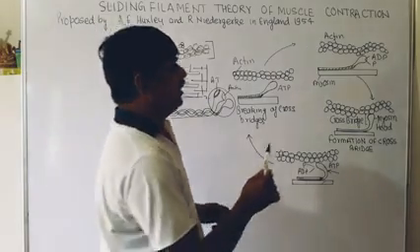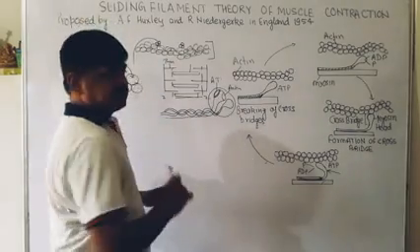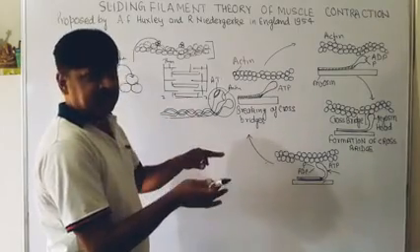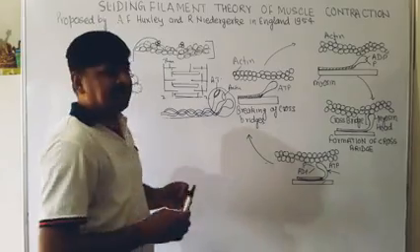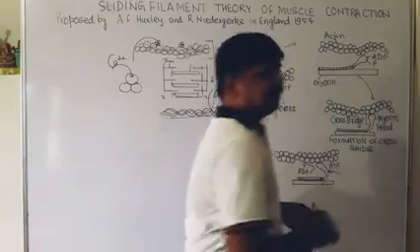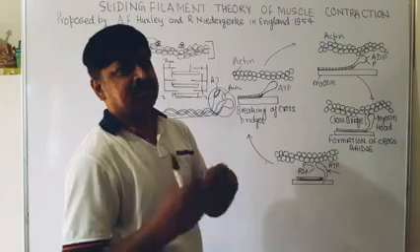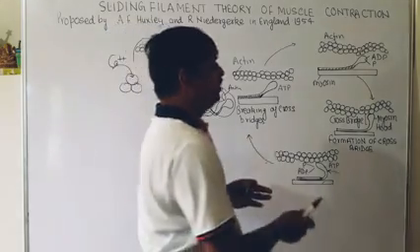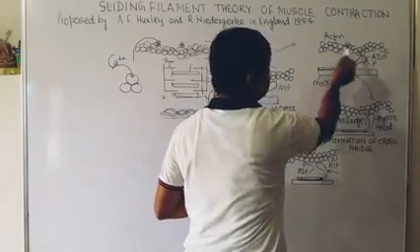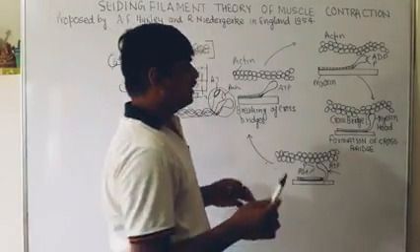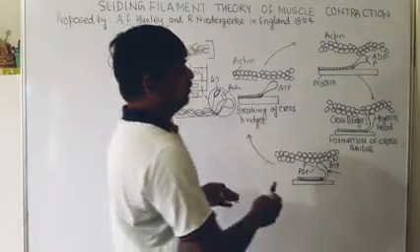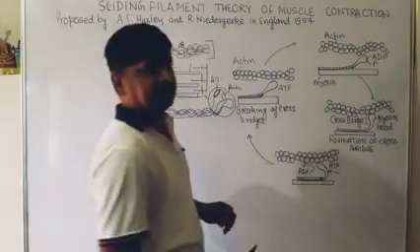One ATP gets attached to the ATP binding site, clear. Then ATP is broken down into ADP and inorganic phosphate. Now the energy which is liberated helps in binding the head of the myosin with the actin, clear, and thus a cross bridge is formed, you can see here, clear student.